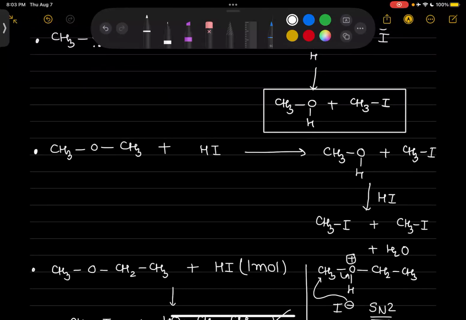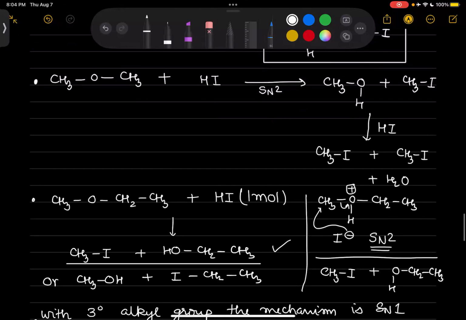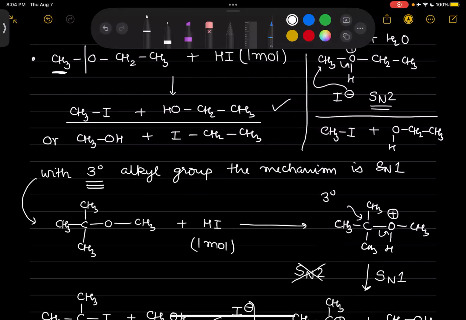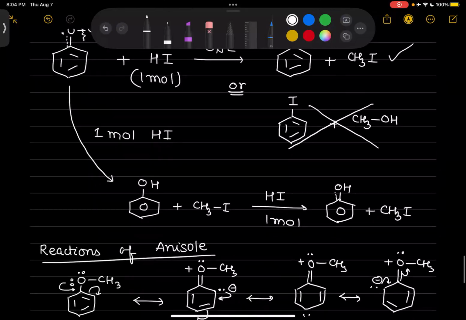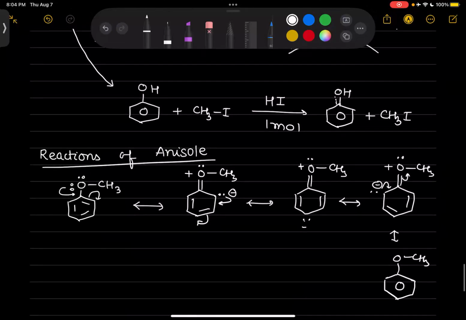If it is an SN2 reaction, the I minus will attach itself to the smaller alkyl group, CH3I, and the oxygen will go with the bigger alkyl. But if it is SN1, then you will look for the stability of the cation. For example, tertiary cations are very stable. So a tertiary cation will form and I minus will attach onto the tertiary. That's what we have discussed.